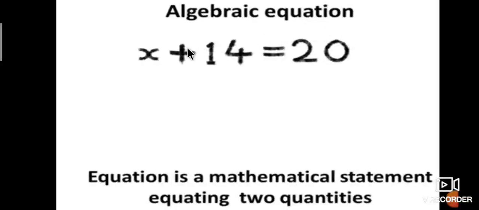What is an algebraic equation? For example, observe here x plus 14 is equal to 20. This equation is called an algebraic equation. An algebraic equation is a mathematical statement equating two quantities. X plus 14 is one quantity, 20 is another quantity. Therefore, an equation is a mathematical statement equating two quantities.